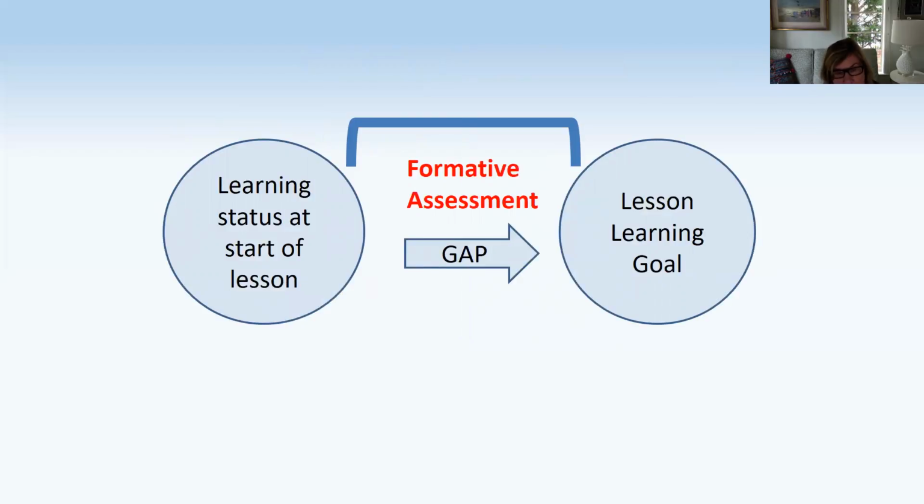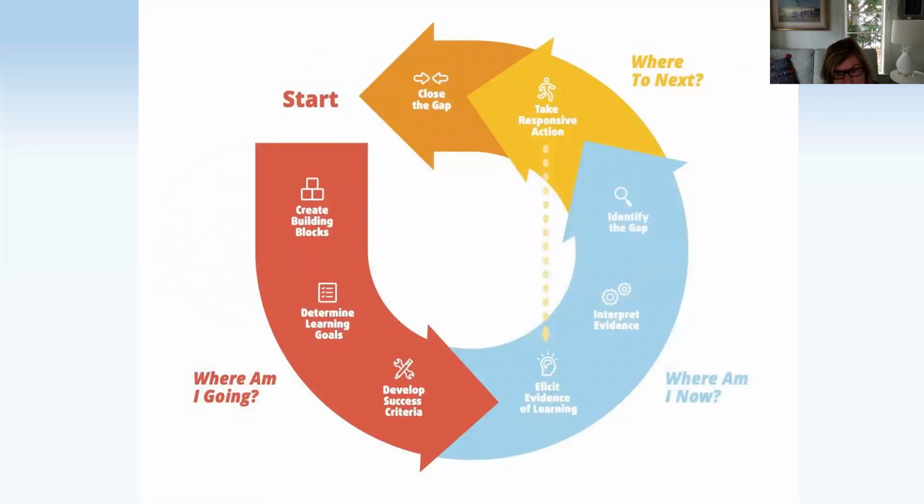And so the next slide shows us the components of this feedback loop grounded in these three questions. Where am I going? Where am I now? And where to next? With the whole idea, as you can see at the end, closing the gap. And this is a continuous feedback loop that's operating throughout each lesson, each class period, so that student learning is consistently moving forward.